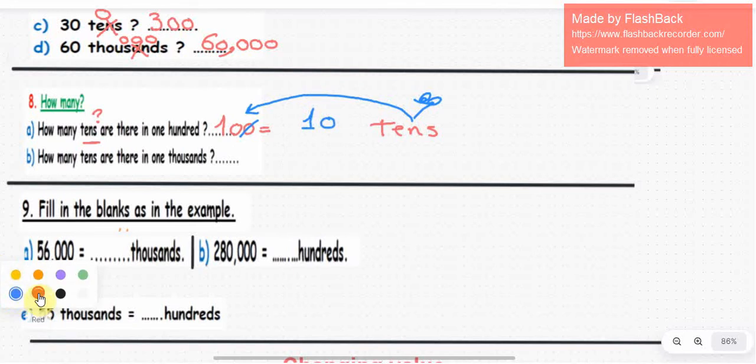Letter B. How many tenths are there in 1,000? Okay, he asked about the tenths, so I have to write tenths on the right. In what? In 1,000. So I have to write it as a number. And don't forget to put the comma.